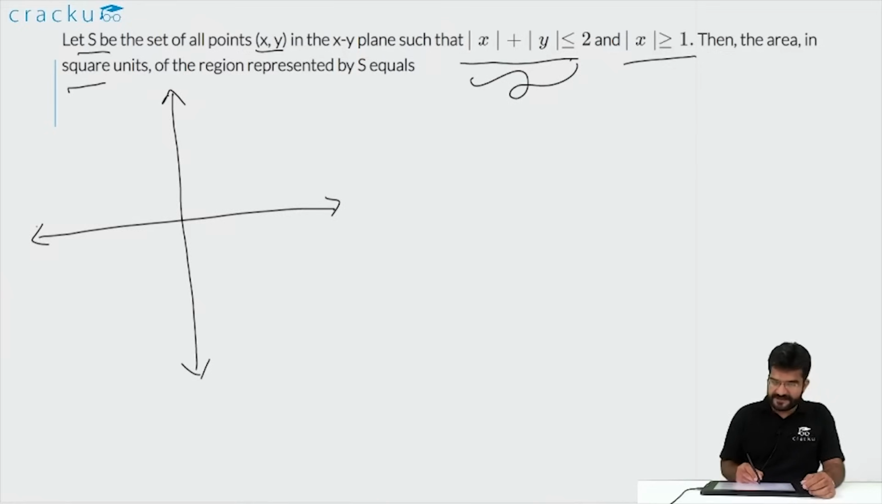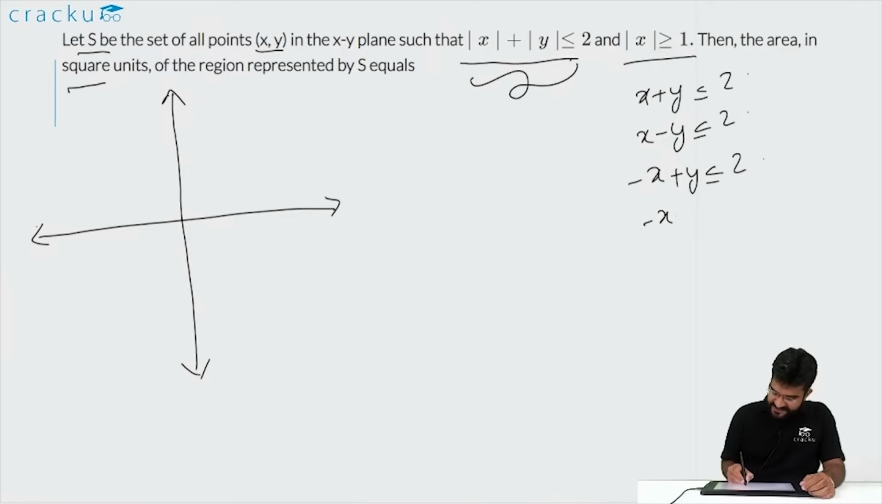Now to get the first inequality, that is modulus of x plus modulus of y is less than or equal to 2, this contains 4 inequalities. The first inequality is x plus y is less than or equal to 2. The second one is x minus y is less than or equal to 2. The third inequality is minus x plus y is less than or equal to 2. And minus x minus y is less than or equal to 2. In each of the quadrants, the inequality will be morphed into one of these four inequalities.